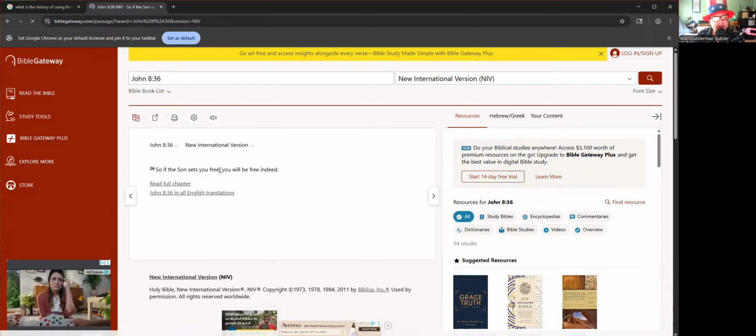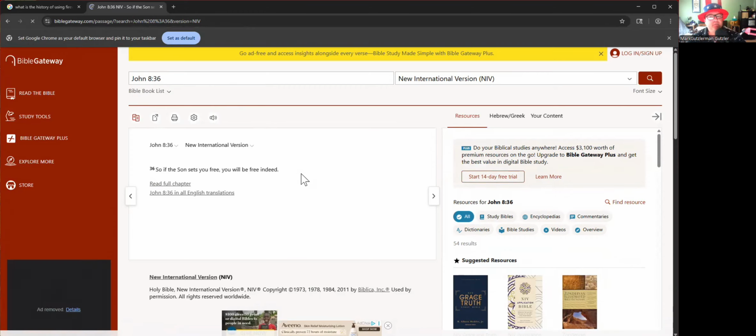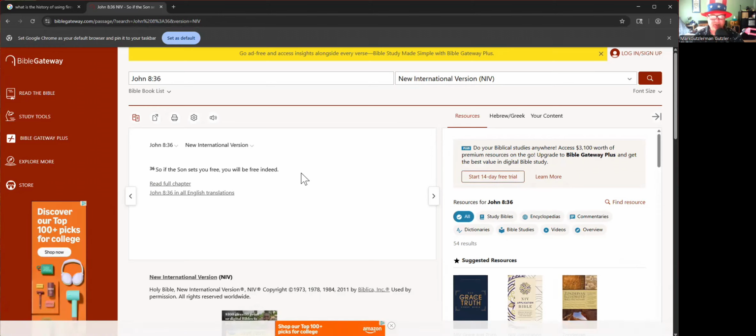So if the Son sets you free, you will be free indeed. So that's just saying that if Jesus sets you free, you are definitely free. Not even the legions of armies of hell can take that away from you. If he sets you free, you're free. Point blank.